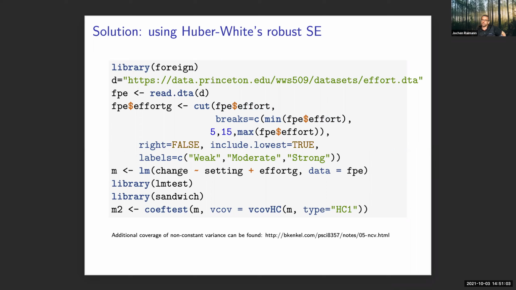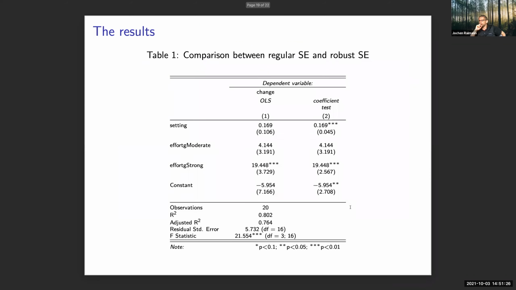And then you are building a model, change as a function of setting, effort, and data, with the library LM test, and you can actually use this Huber-White method, and you essentially can account for those. So how does that look? This is interesting to see, because essentially you have here the change in effort as a function of setting, effort, and the constant.